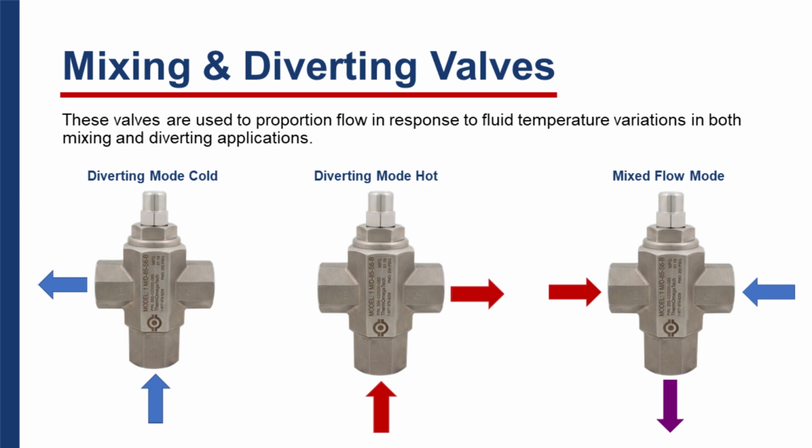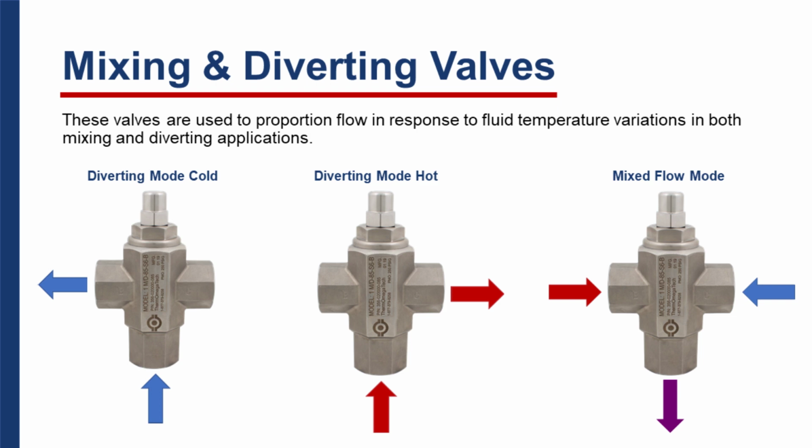Now we're getting into the 3-way type valves. The one I previously just showed was one of our standard 2-way valves. So mixing and diverting valves, these valves are used to proportion flow in response to fluid temperature variations in both mixing and diverting applications. So in the left-hand picture, you'll see diverting mode.